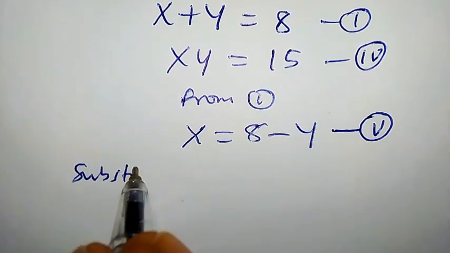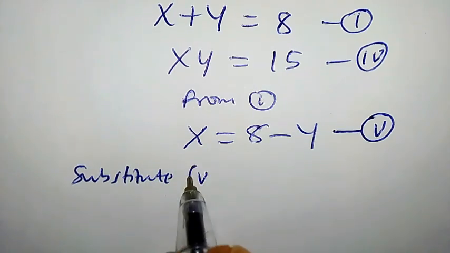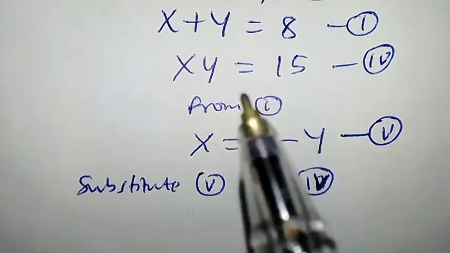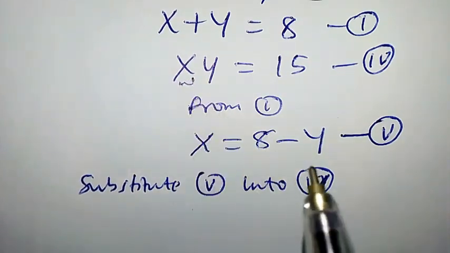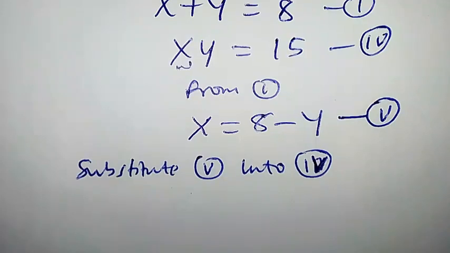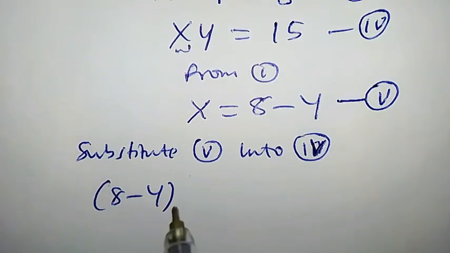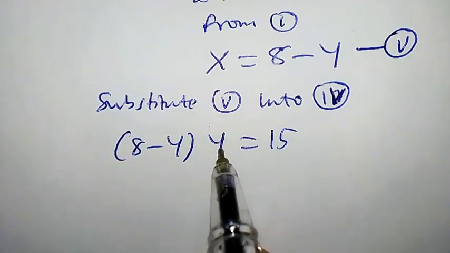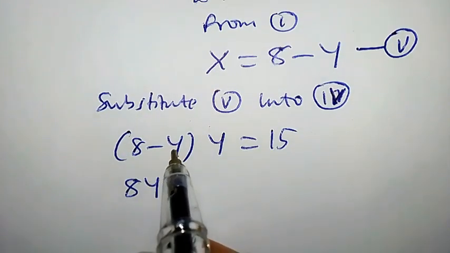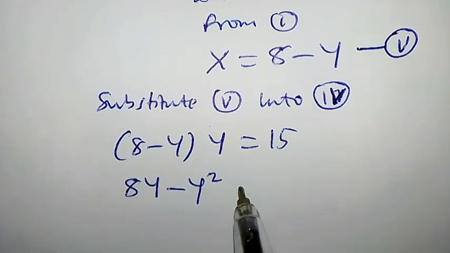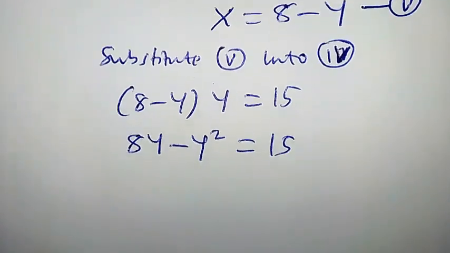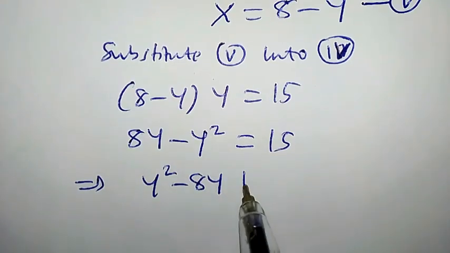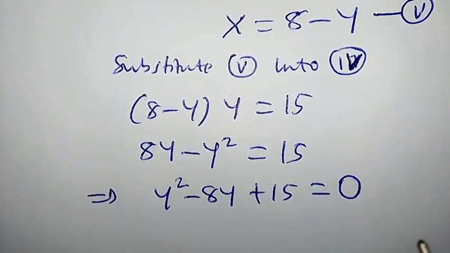Now, substitute equation 5 into equation 4. This is equation 4. We will now replace this x with 8 minus y. So we have 8 minus y times y equal to 15. 8 times y, that is 8y, minus y times y, that is negative y to the power of 2, equal to 15. This implies that y to the power of 2 minus 8y plus 15 is equal to 0.